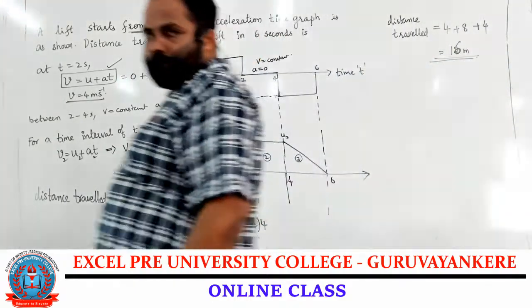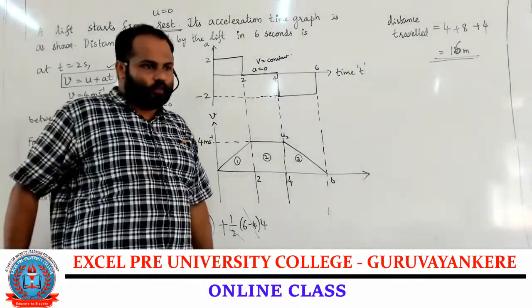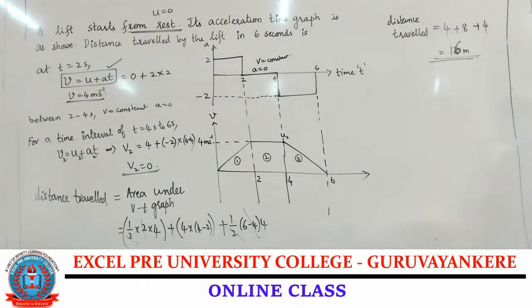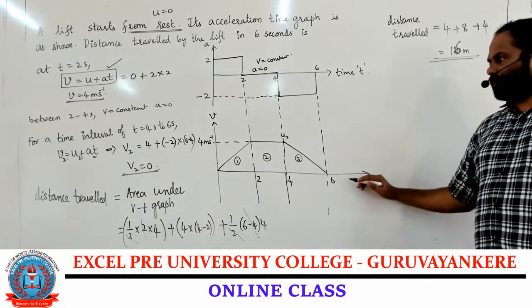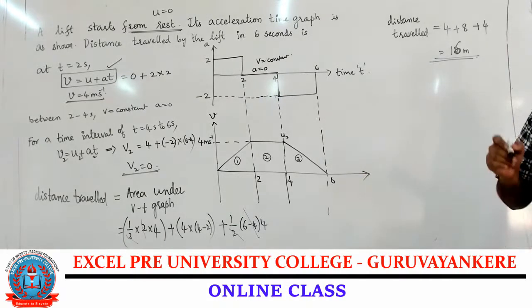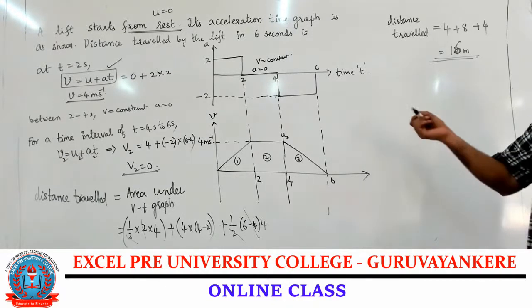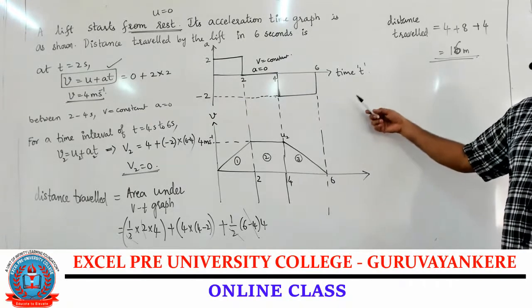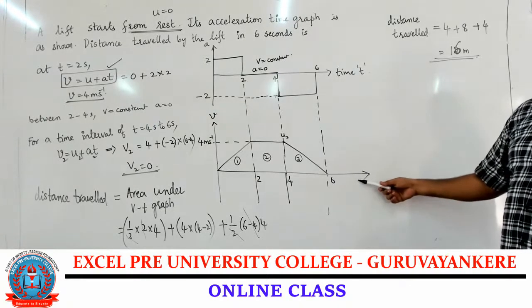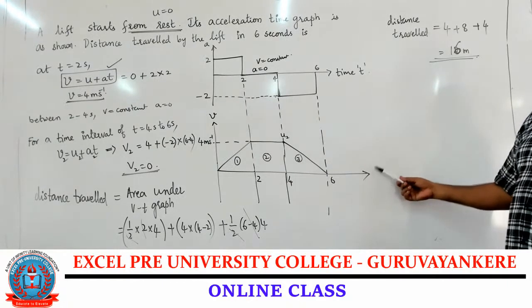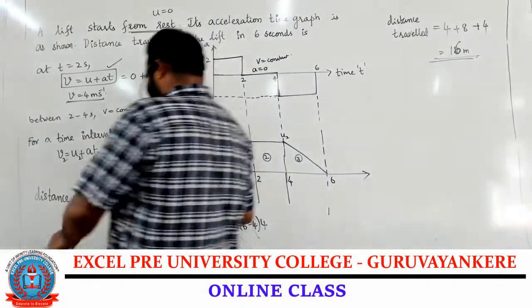Okay, such problems you can solve. Hope you know why to convert the AT graph into the equivalent VT graph, because we want to find the distance. Distance is the area under the VT graph. That is why the acceleration time graph must be smartly converted into a velocity time graph. Is that clear?